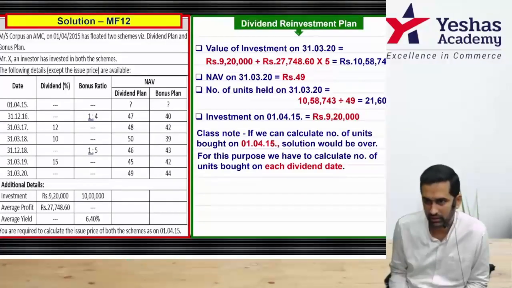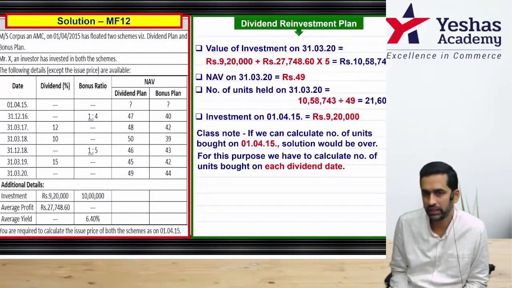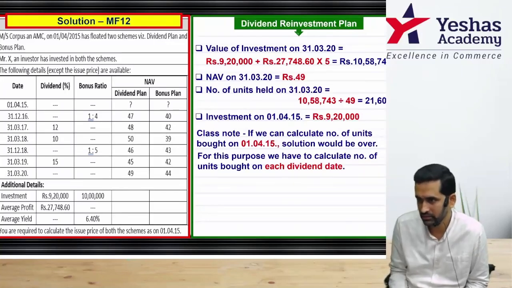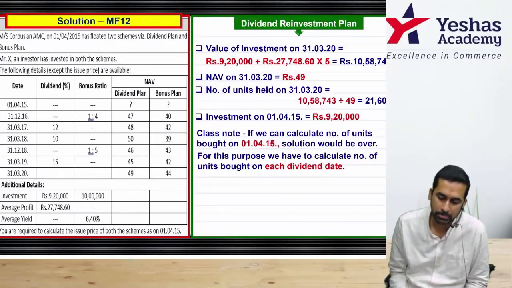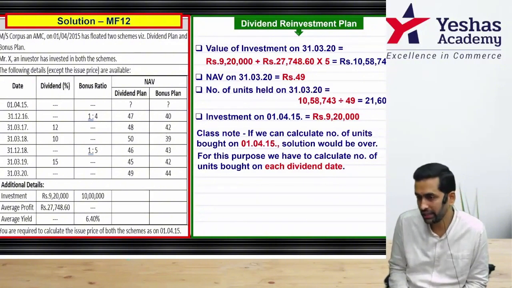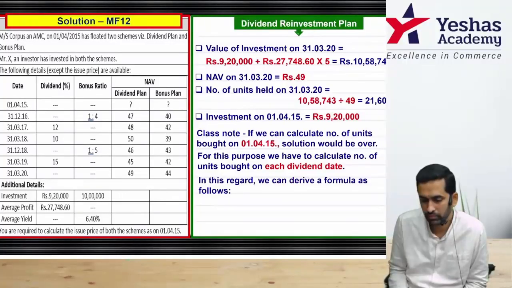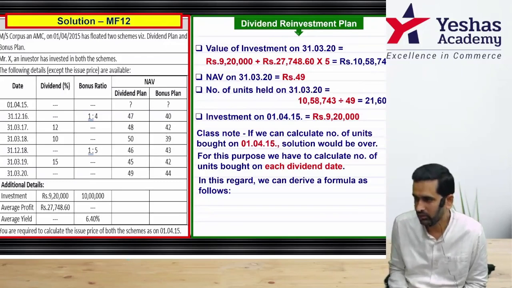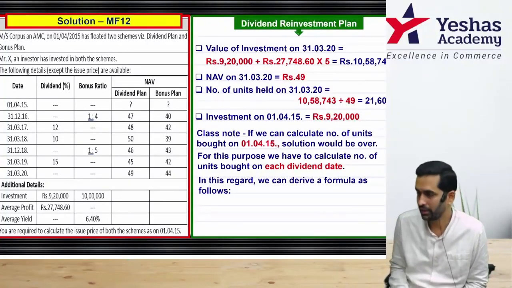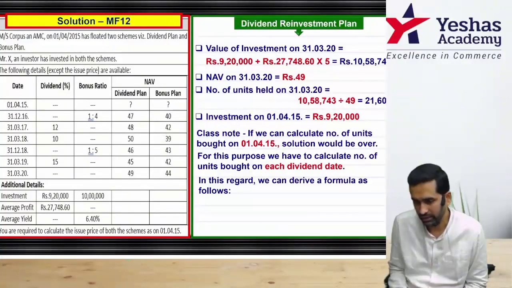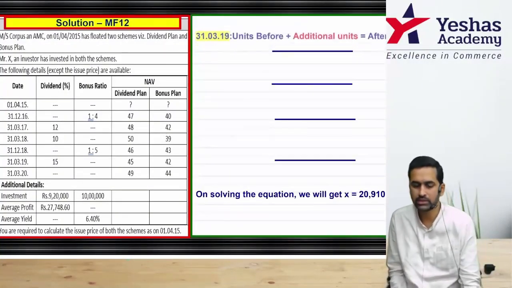There are three dividend reinvestment incidents. That means you have to calculate it thrice. In this regard, we can draw a small equation or a formula like this. Let me show first. Let's discuss and then you can give a try. All of you on screen, please.